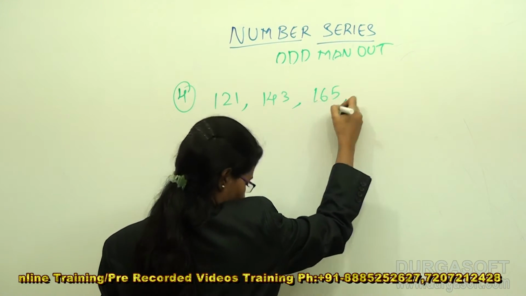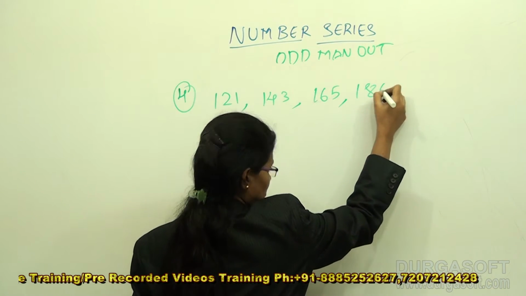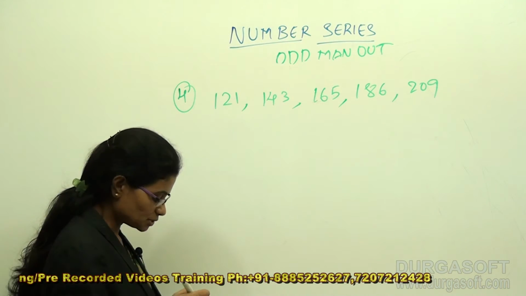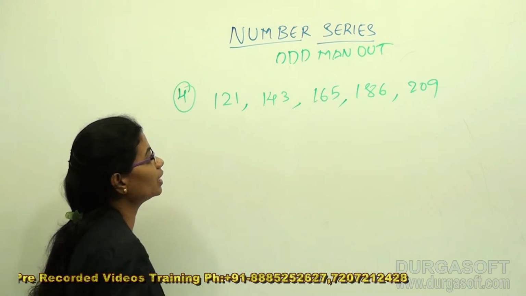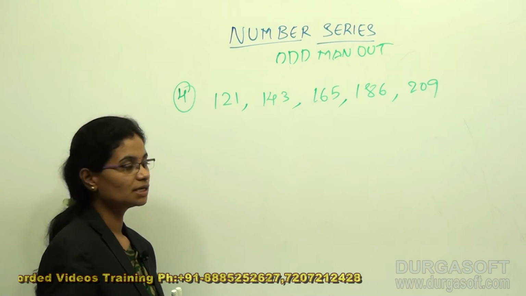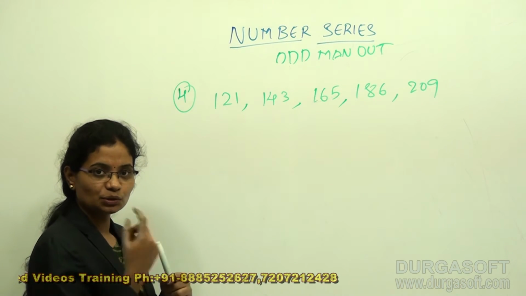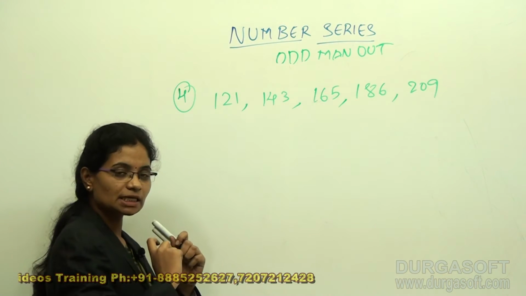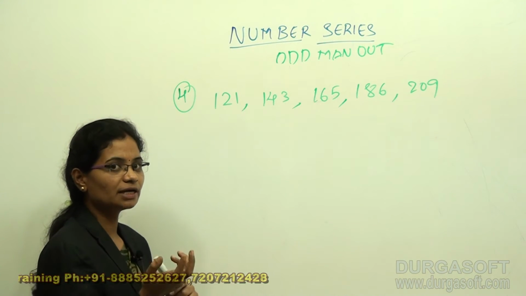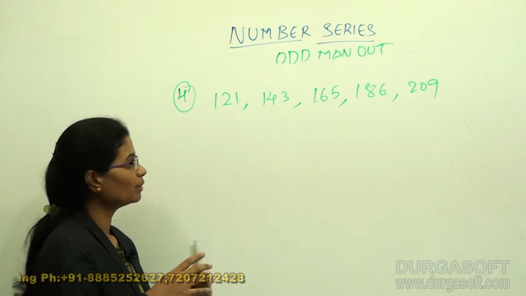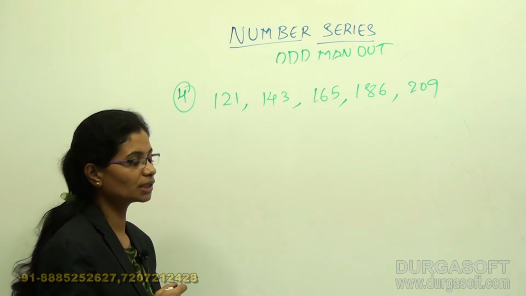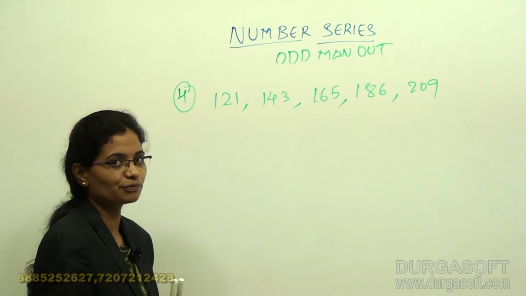And 65, 186, 209. So if you observe this series, it is all related to 3 digits. All the series is having 3 digits. If you have a number starting with 3 digits and ending with 2 digits or 1 digit, there you can find it may be a square or a cube. But here, if you see, it is not related to any perfect square, or else it is not very near to any kind of perfect square.